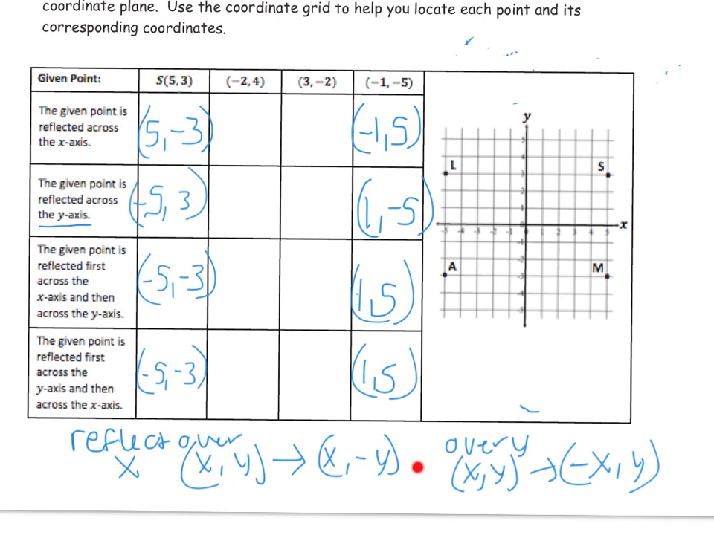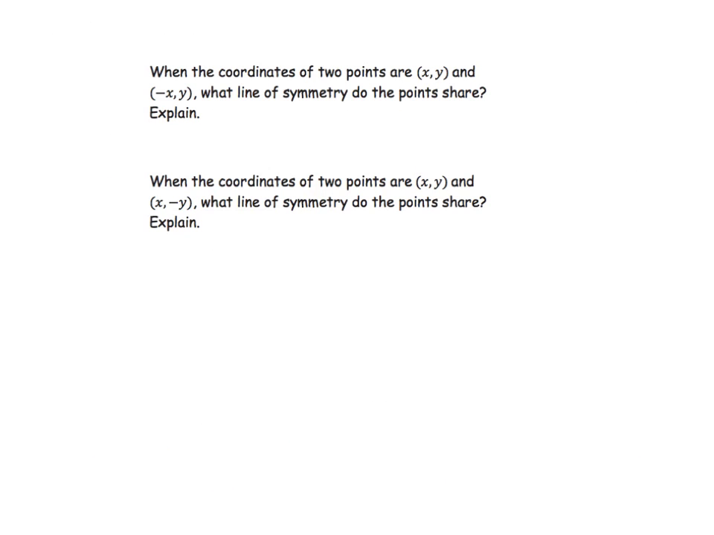Alright, I made a little cheat sheet down here for you. If they reflect over the x, we take our original and keep the x coordinate the same, the y coordinate opposite. If they reflect over the y, you keep the y coordinate the same, but change the x to its opposite. Over the y-axis, the y stays the same and the x becomes its opposite. And if they're going over both the x and the y, you have to change the sign of both.